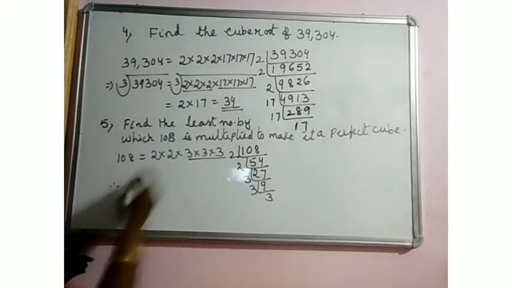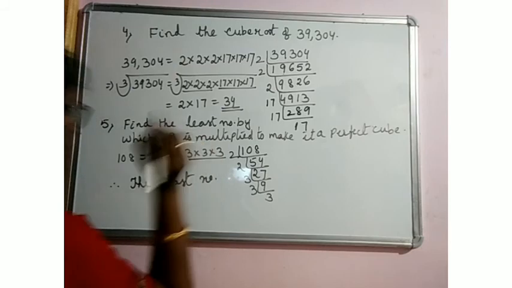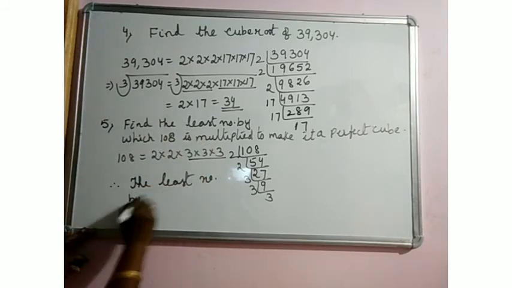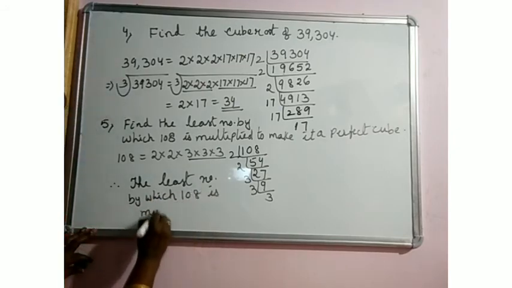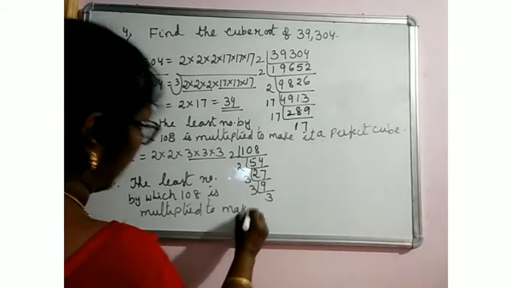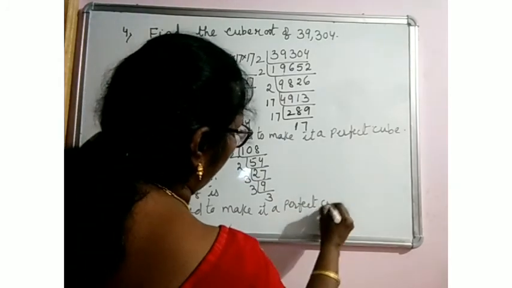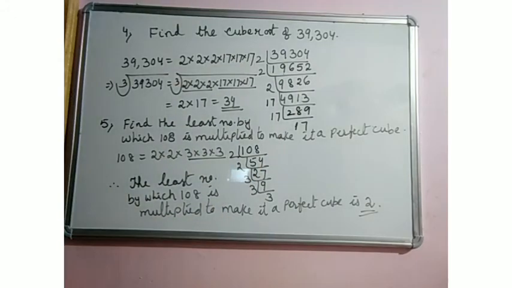Therefore, the least number by which 108 is multiplied to make it a perfect cube is 2. I hope this is clear to you. If you multiply this by 2, you will get 2 into 2 into 2. So one more 2 you will be getting.